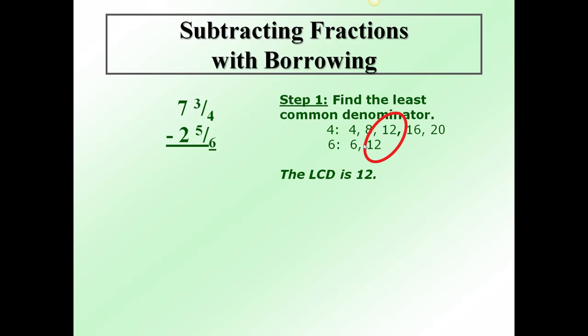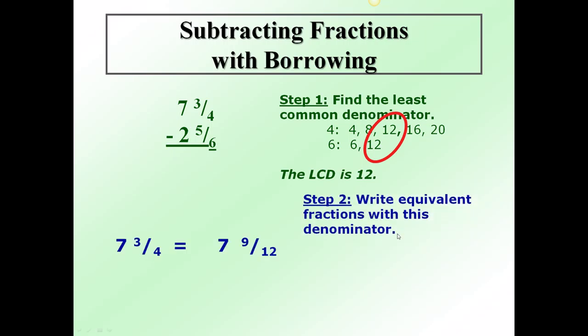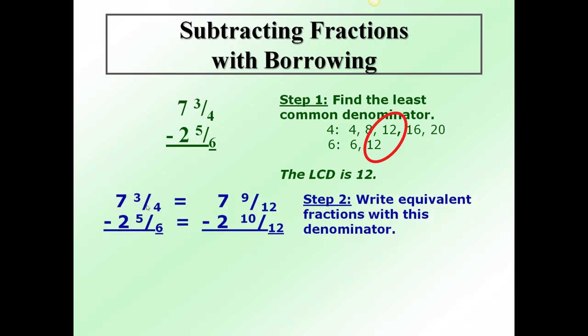Step 2 is exactly the same. What was step 2? We need to write equivalent fractions with our new denominator. Okay, so I have 7 and 3/4. 4 times what is 12? Well, 4 times 3. So 3 times 3 is 9. So I have 9/12. All right, now I take my 2 and 5/6. 6 times what is 12? Well, times 2. So 5 times 2 is 10. Ta-da! So we have our new fractions, 9/12 and 10/12.